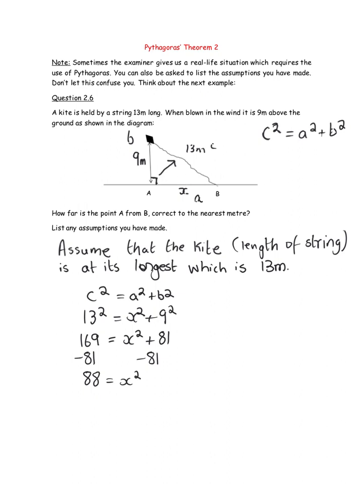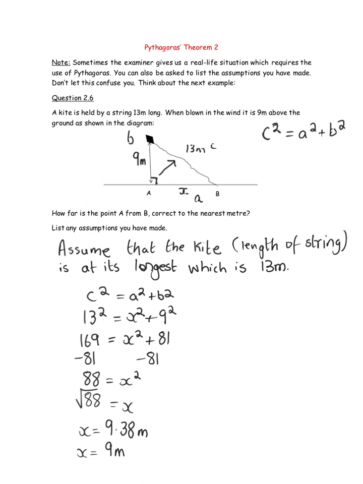Then we need to get the X, so X is equal to the square root of 88. You're going to get X is equal to 9.38 meters. But if you read the question here, it says how far is point A from B correct to the nearest meter. So we need to make 9.38 correct to the nearest meter, which is X is equal to 9 meters. And that's that question done.